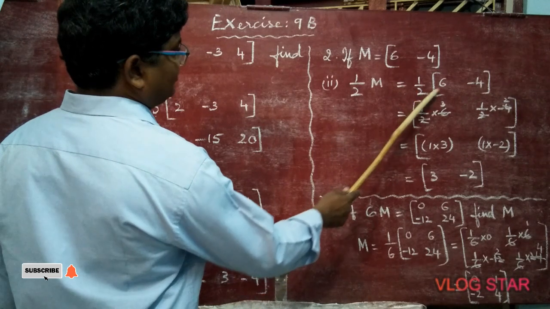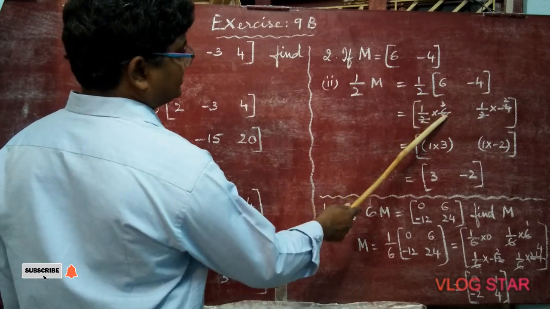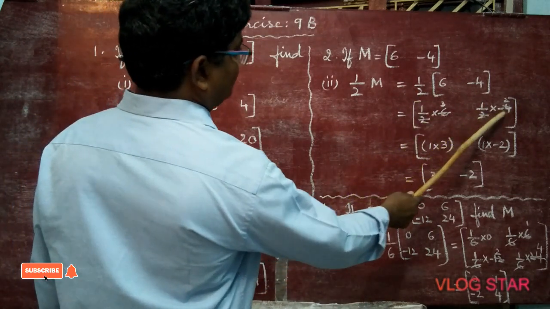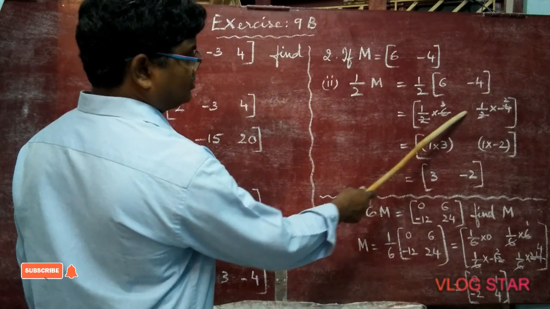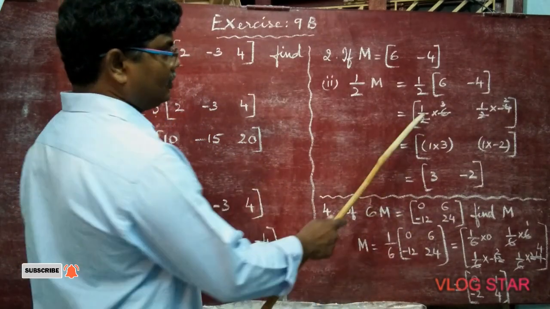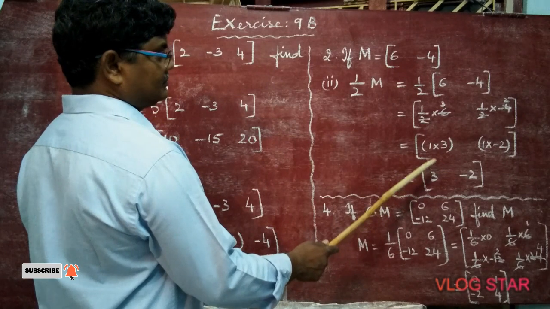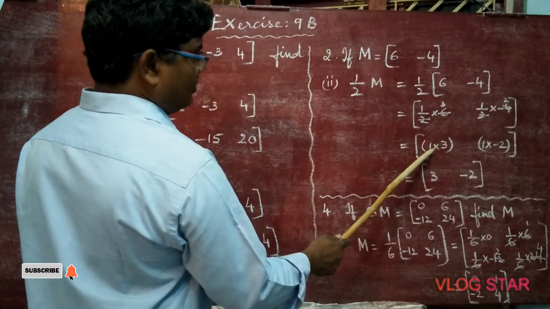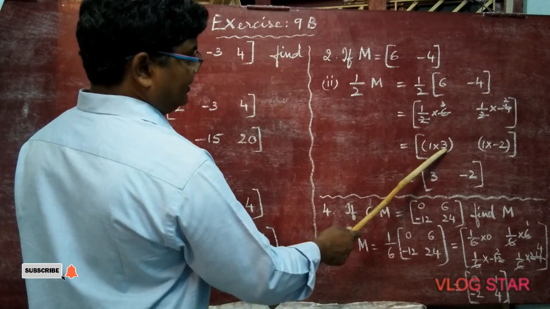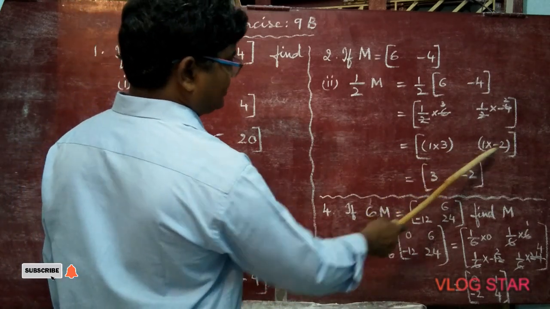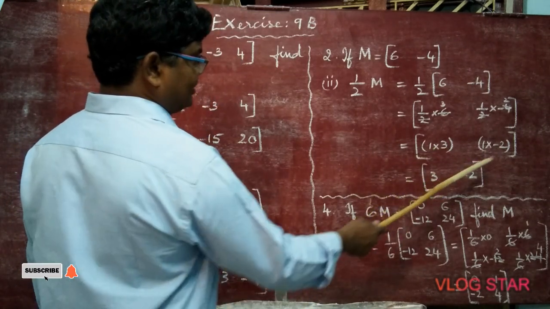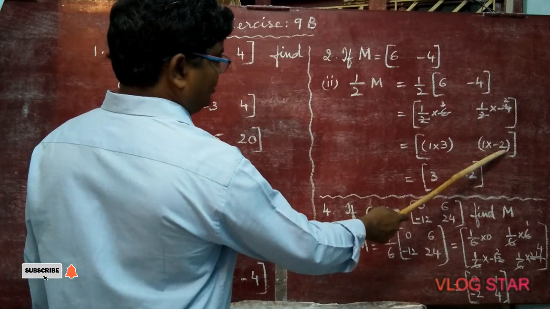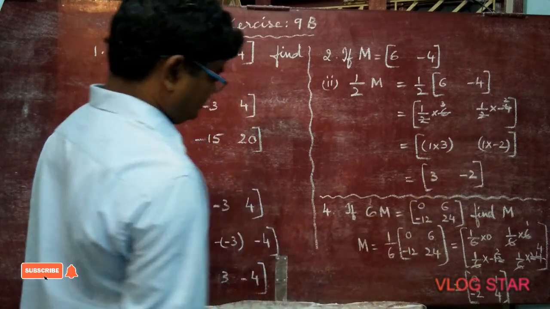Now, with half you are going to multiply. 1 by 2 into 6, 1 by 2 into minus 4. Maintain gap, social distance. 2 goes in 6 3 times. Here 2 goes in 4 2 times. So, minus. 1 into 3, 1 into minus 2. 3 ones are 3. 1 into minus 2 is minus 2.